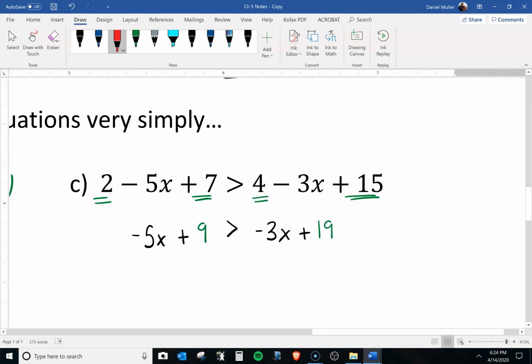Now I'm going to want to move over the smaller or more negative x. Again, so I did the like terms one. So now I'm going to do the x, move over, get the x's together on one side. So the more negative one is this negative 5, so I'll add the 5. Negative 5 plus 5 cancels out, but I'll add it to this side.